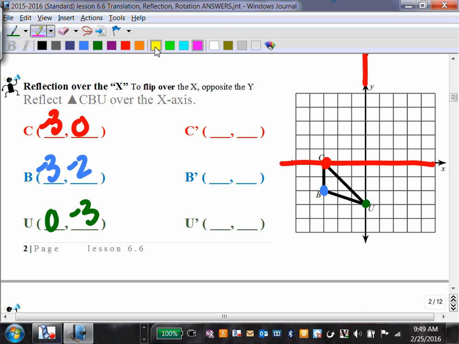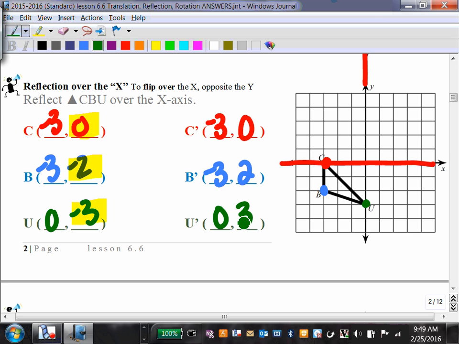Flip over the x-axis. Now you set up the y coordinate all the way through and start graphing. If you've done this correctly, it should be butterflied over the horizontal axis. So the translations are the easy ones. Rotations get a little bit more interesting.